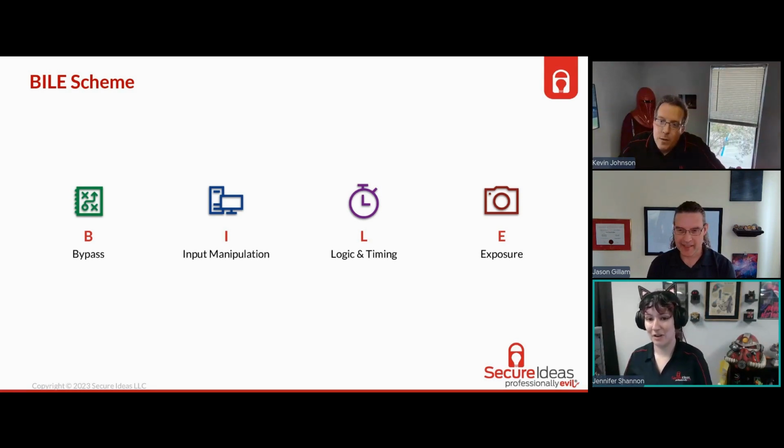Yeah, I think there are a lot of ways that they could absolutely use that. And off the top of my head, the logic and typing side of things. And if I remember correctly, a lot of that and exposure lay into the insufficient logging sections in the OWASP top 10. That's a good point. Yeah.